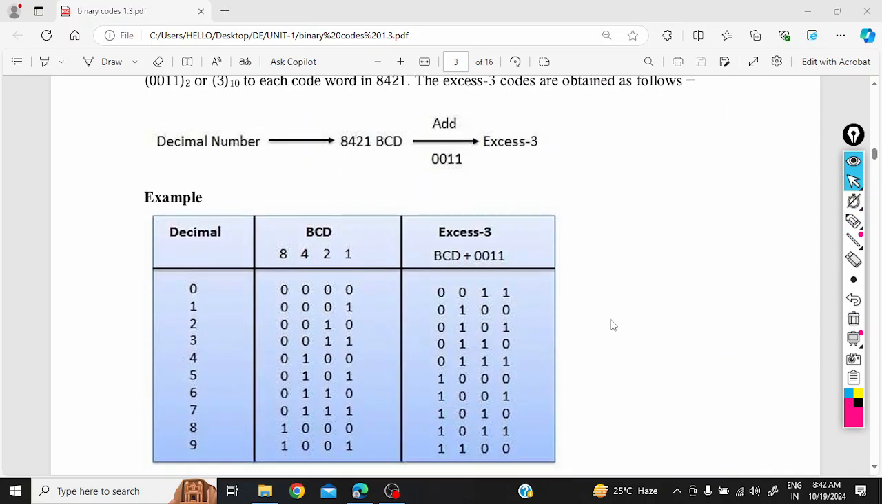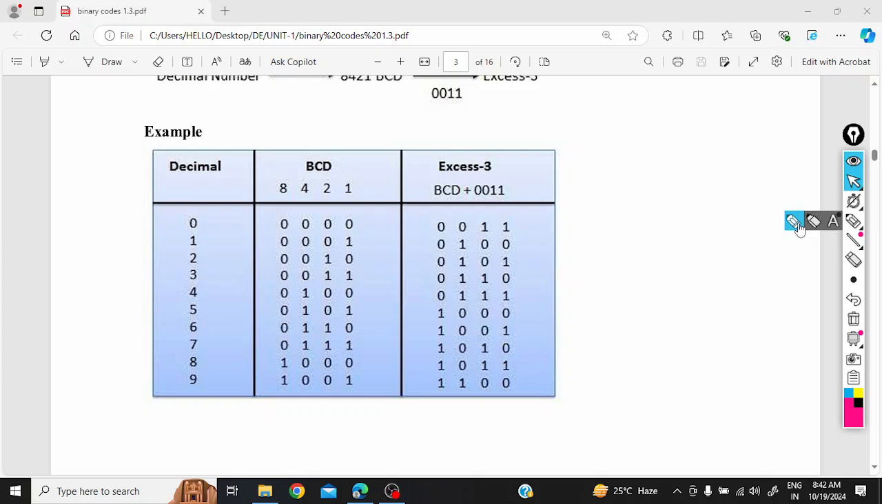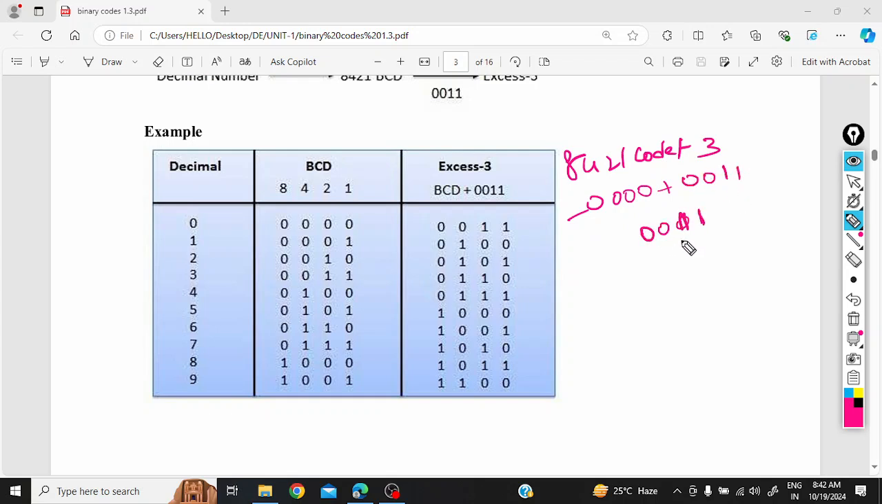Non-weighted codes, we have the XS3 number. XS3 means we are going to add 3 to the 8421 code. Whatever the number, if I have 0, 0, 0, 0, to represent the XS3 code for 0, I need to add 0, 0, 1, 1. So my value is going to be 0, 0, 1, 1.